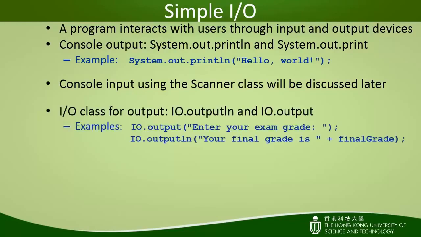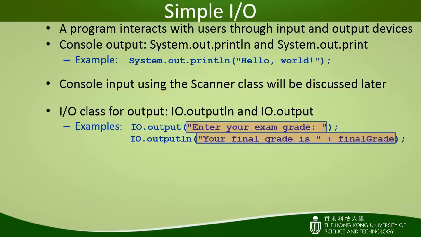The output methods for the IO class are io.outputln and io.output. We have seen both of them in the course grade program. The difference between the two is that io.outputln will move to the next printing position of a new line, while io.output will stay at the same line. The two methods, output and outputln here, take the character string as parameter and output that on the console.